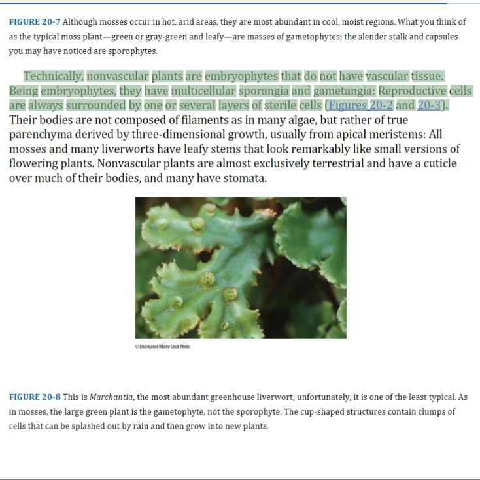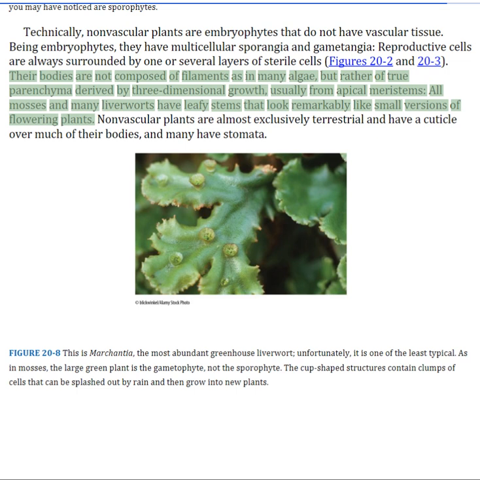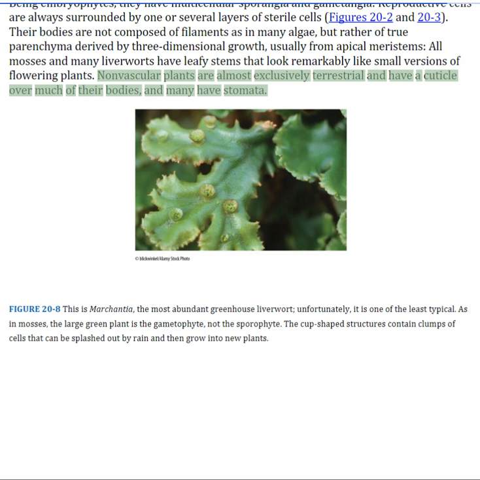Technically, non-vascular plants are embryophytes that do not have vascular tissue. Being embryophytes, they have multicellular sporangia and gametangia. Reproductive cells are always surrounded by one or several layers of sterile cells. Their bodies are not composed of filaments as in many algae, but rather of true parenchyma derived by three-dimensional growth, usually from apical meristems. All mosses and many liverworts have leafy stems that look remarkably like small versions of flowering plants. Non-vascular plants are almost exclusively terrestrial and have a cuticle over much of their bodies, and many have stomata.